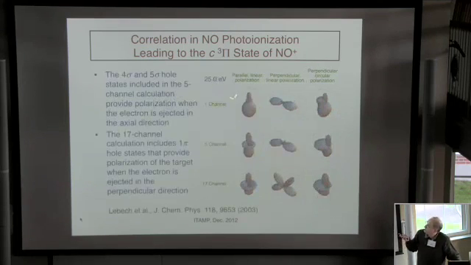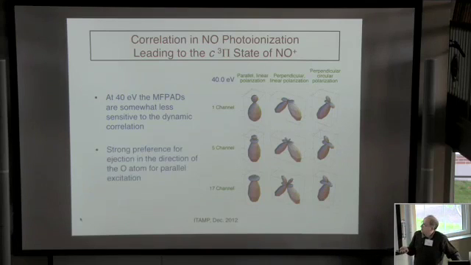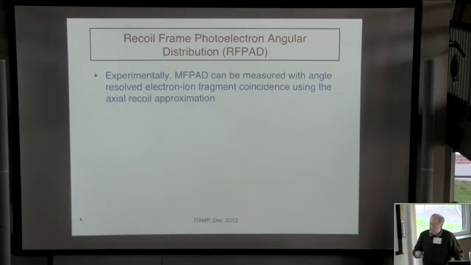Okay, if you go to high energy, this other one, the first one was at 25 volts. That's just basically like 4 volts above threshold. If you go to high energy, 40 volts, these dynamic correlations are a lot less important. Going from 1, 5 to 17 channels, it changes a little bit, but the main features stay the same, and the same for the perpendicular and the magic angle. Or there's actually circular polarized light. So at 40 volts, the correlation effects are fairly small, and you get the strong preference for the ionization going down.